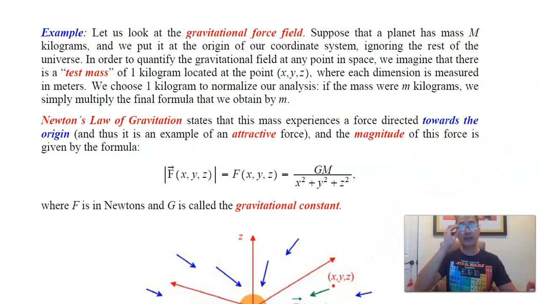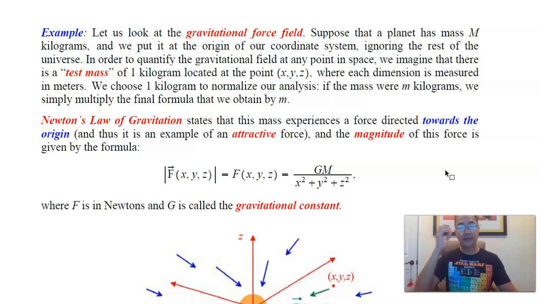Okay, so what we're going to do is we assume that we have another mass, let's say a ball, of mass exactly 1 kilogram. And we put it at the point x, y, z. So that's where the 3 coordinates are going to come in. The location of that point is at x, y, z. So what is the force that this object experiences?